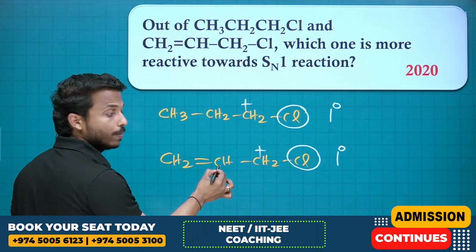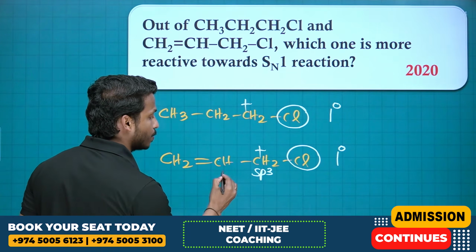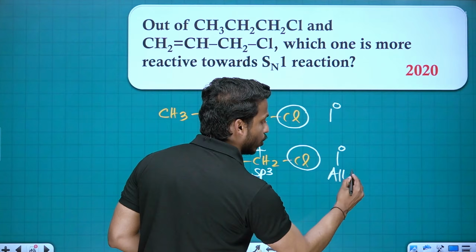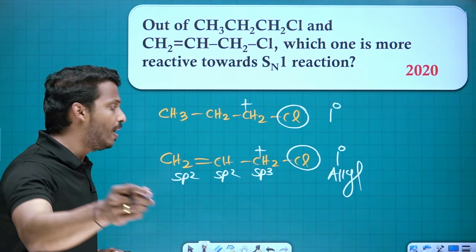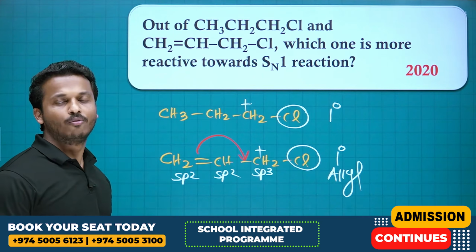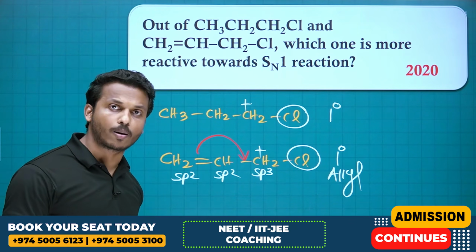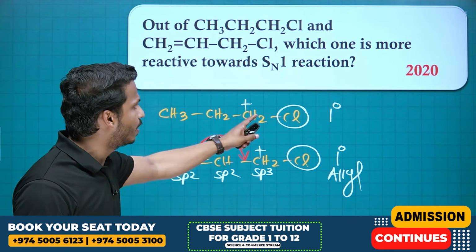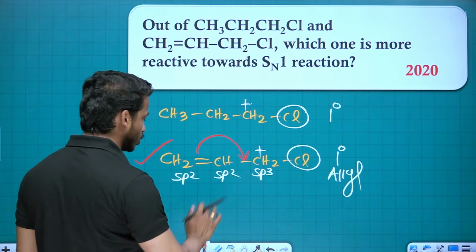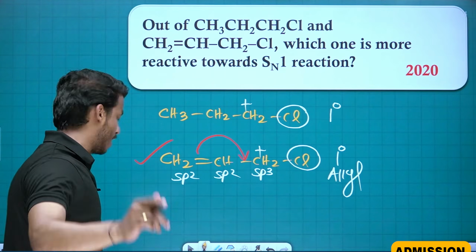But this one contains something special. You know, this is initially sp3 and sp2. This is our allyl carbocation. You know, an allyl carbocation is more stable due to what? Resonance, my dear. Resonance is possible in the allyl carbocation, therefore it is more stable than primary. Therefore, the allyl compound will undergo the reaction faster.